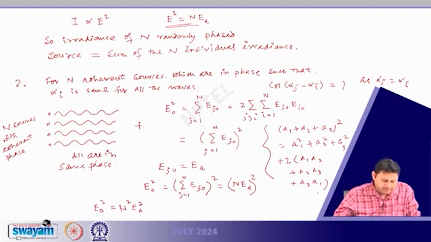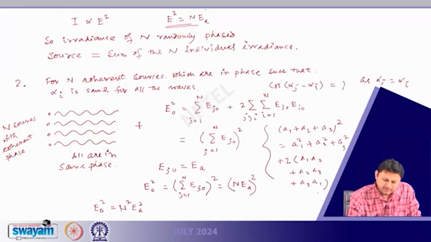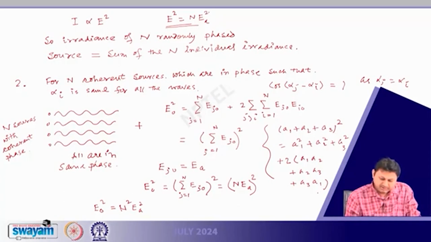Obviously, in the earlier case, E0 square is equal to n into Ea square. I made a small mistake in writing the previous case. Here it is n into Ea square for that case, but in this case E0 square is equal to n square into Ea square. So once n square is there, if the number n is too large, then there is a huge difference between the two cases.